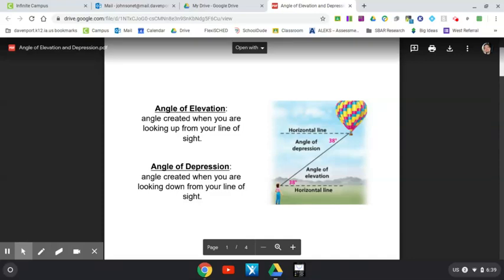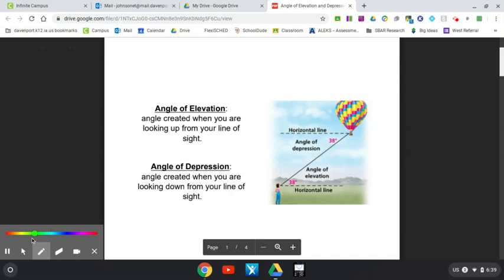Good morning, everyone. So, what we're going to be looking at today is an application of what we've been doing the past couple days, dealing with our trig ratios. What we'll be looking at is everyone's favorite word problems. So, what we're looking at is called angle of elevation and angle of depression.